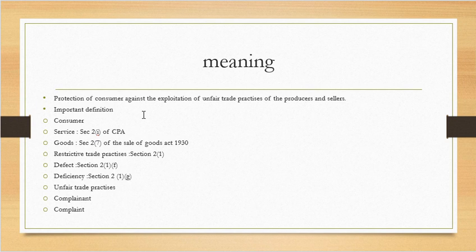So this act basically deals with the protection of consumers against the exploitation of the unfair trade practices of the producers and sellers. Like, what kind of practices are we talking about? Is it high prices for the consumers to buy the products, or not giving them a variety of choices, or just giving them low quality products or low quantity products? So to safeguard the consumers from all this exploitation, this act came into existence.